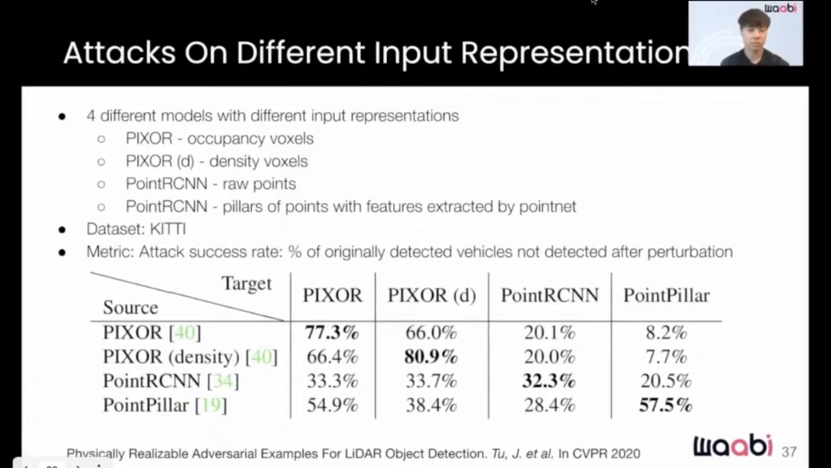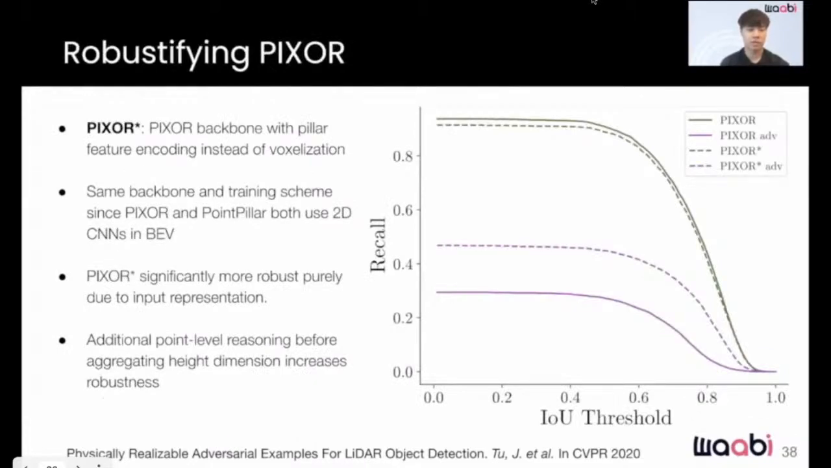To verify that input representations do impact robustness, we conduct an experiment where we replace PIXOR's occupancy voxel representation with pillar feature encodings. Here, we're able to use the same backbone and training schemes since both PIXOR and PointPillars perform 2D convolution in bird's eye view. Here, PIXOR Star is significantly more robust purely due to different input representation. This suggests that additional point level reasoning before aggregation in the height dimension increases robustness to rooftop objects.